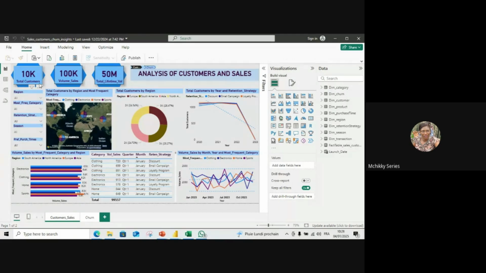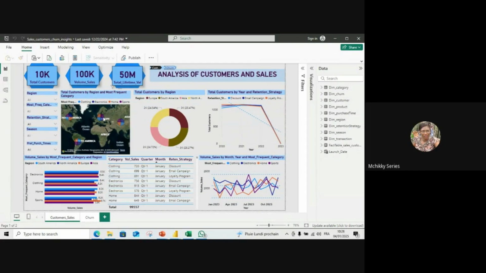We have 10,000 total customers. The volume of sales is 100,000. We got volume of sales from purchase frequency multiplied by the total number of transactions. Then with total lifetime value of the customers, we found the total of this lifetime value.